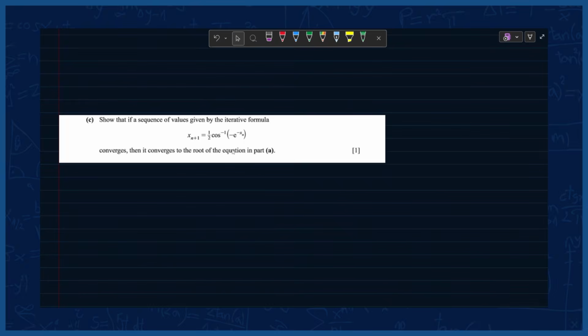And it can only be the same as the answer of the equation in part A if this iterative formula is just a different way of writing the equation in part A. So what we have to prove is that this equation is just a different way of expressing the equation in part A. So let's do that. So remove the n plus 1s and the n's. x is equal to a half arc cos of negative e to the negative x. And we are trying to prove, what did we have? sec 2x is equal to negative e to the x, right?